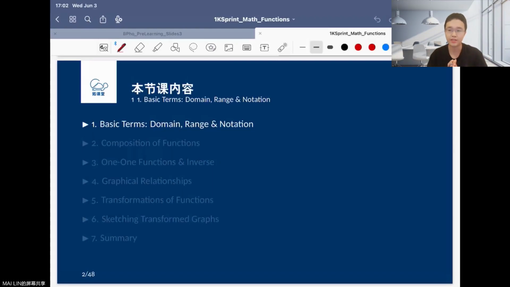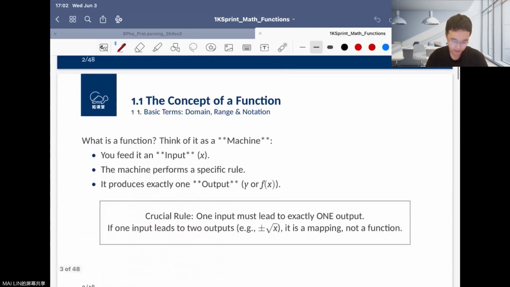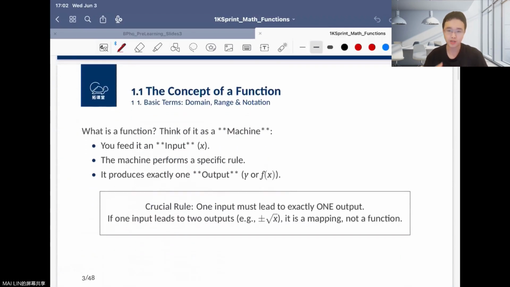Okay, hello guys. Today we are talking about the basic terms of domain, range, and notation in function, okay? So let's understand what is a function. You can just consider a function as a machine. Maybe here we have an input x into it, and the machine performs a specific rule and will get a product, okay?